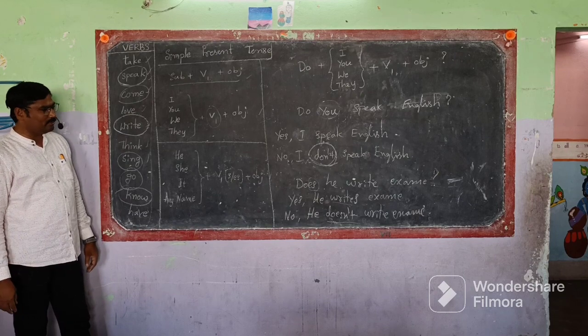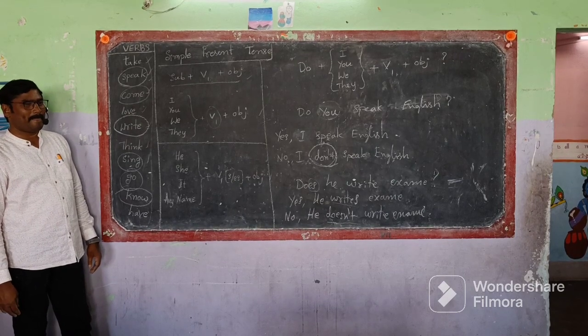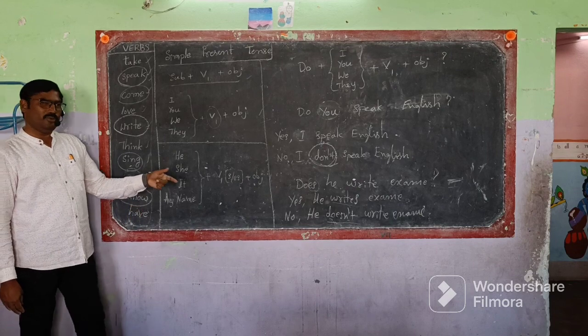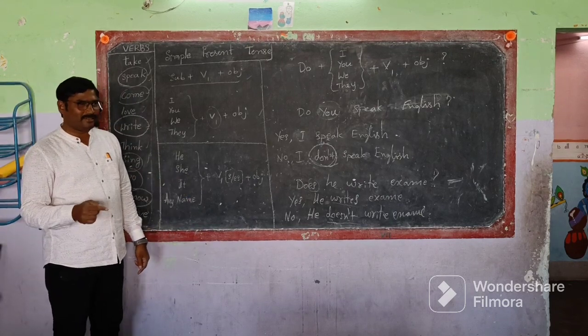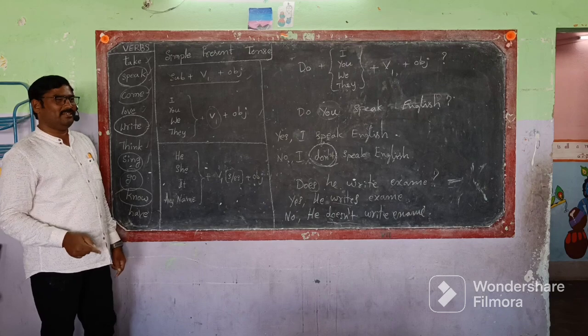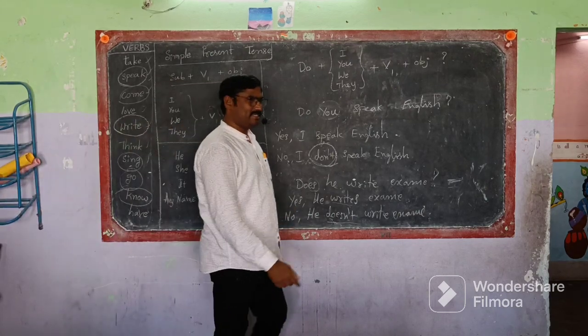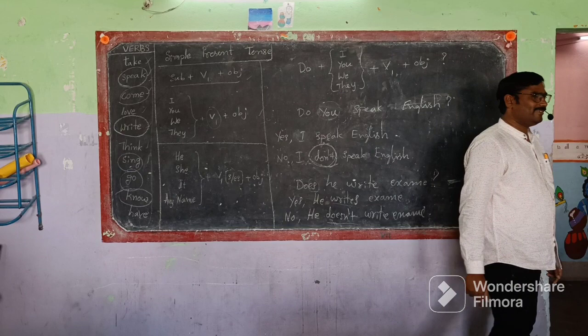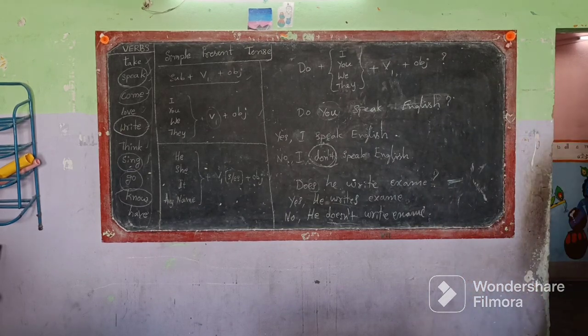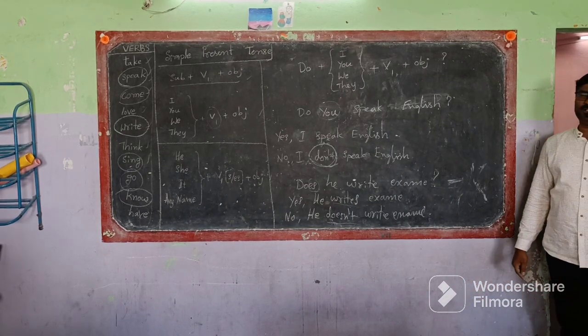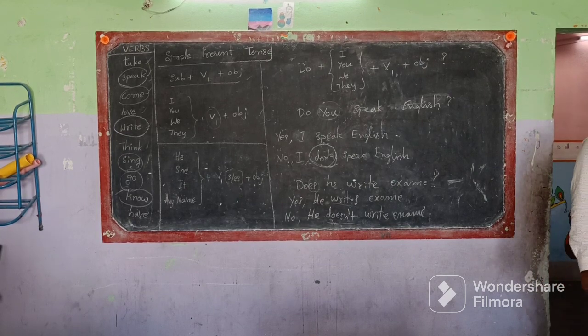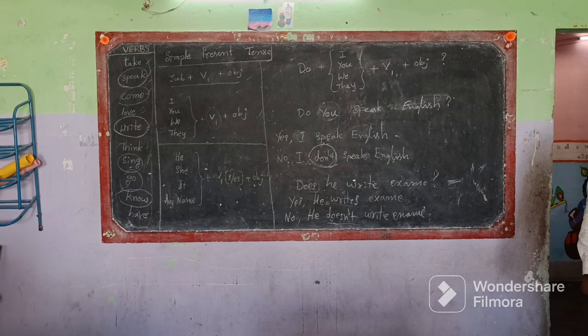Does it go to movie? Okay. Correct. It goes to movie. It doesn't go to movie. Doesn't go to movie. Correct. Next. Does she come to Hyderabad? She comes to Hyderabad. Okay. Next. She doesn't come to Hyderabad. That's correct answer.